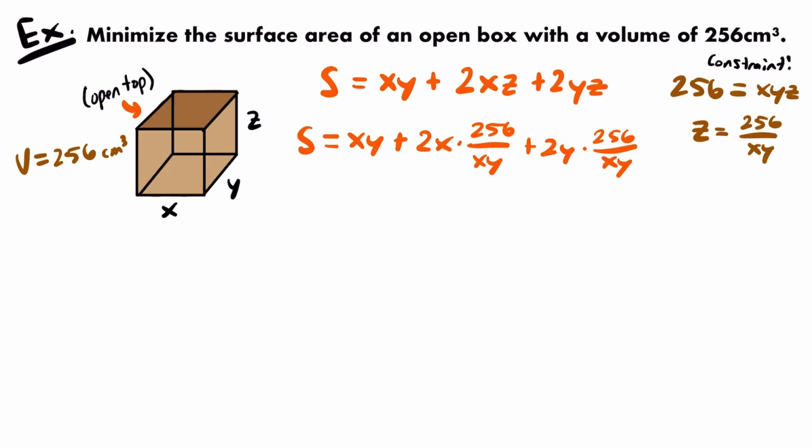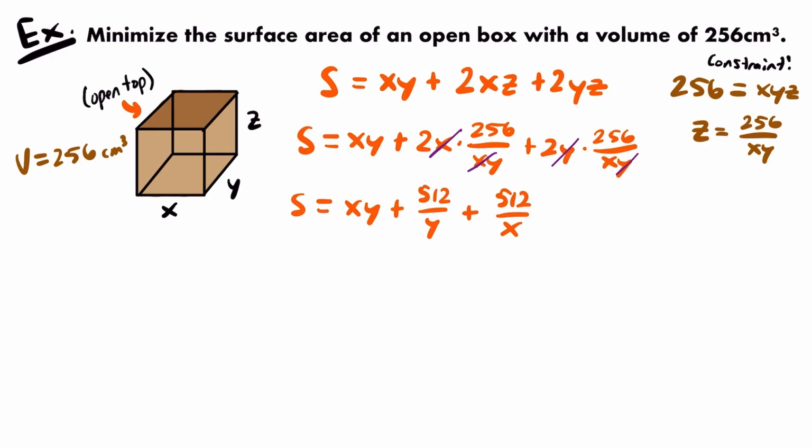And then simplifying, this x and this x will cancel out, and this y will cancel out, and 2 times 256 is 512. So we get s is equal to xy plus 512 divided by y plus 512 divided by x. That is going to be our multivariable function of 2 independent variables that represents the surface area of this box that we want to optimize, or in this case, that we want to find a minimum for.